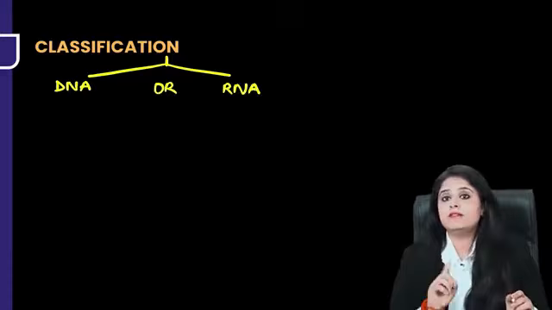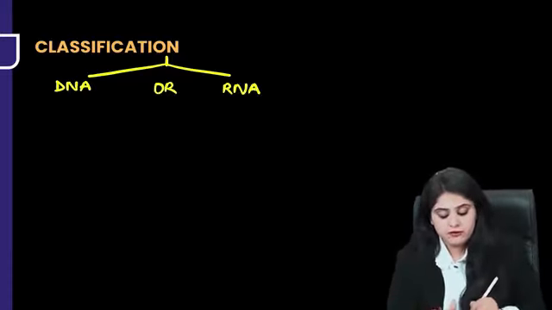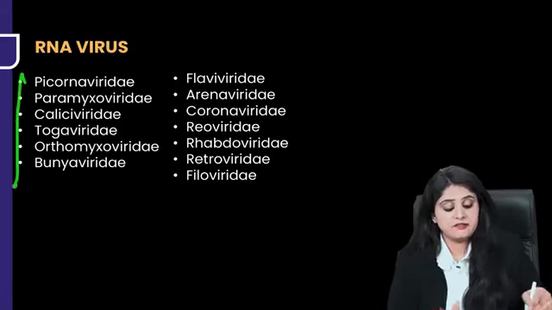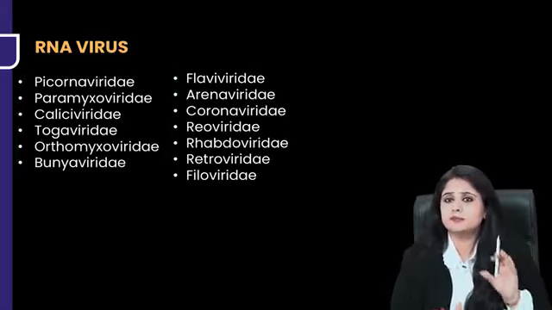What can I go on with? I can go on with the classification. How do you classify the viruses? Either they will have a DNA or they will have an RNA. So DNA or RNA, both will never be present. Either it's a DNA virus or it's an RNA virus. Now, if you look at the RNA virus list, it is very, very long. Do you want to learn it? No, the smaller list. Ma'am, let's learn the smaller list.